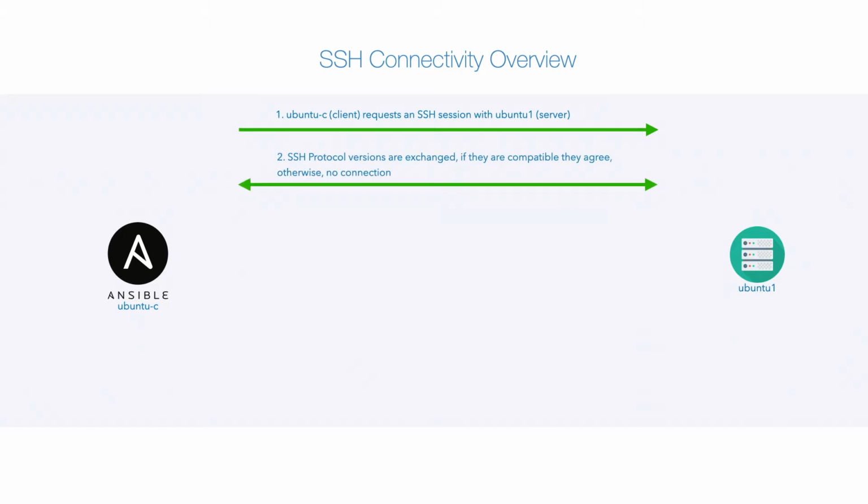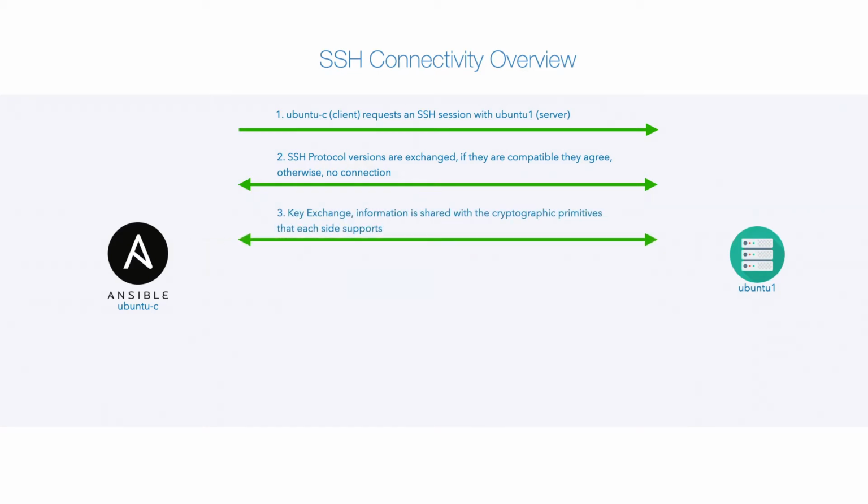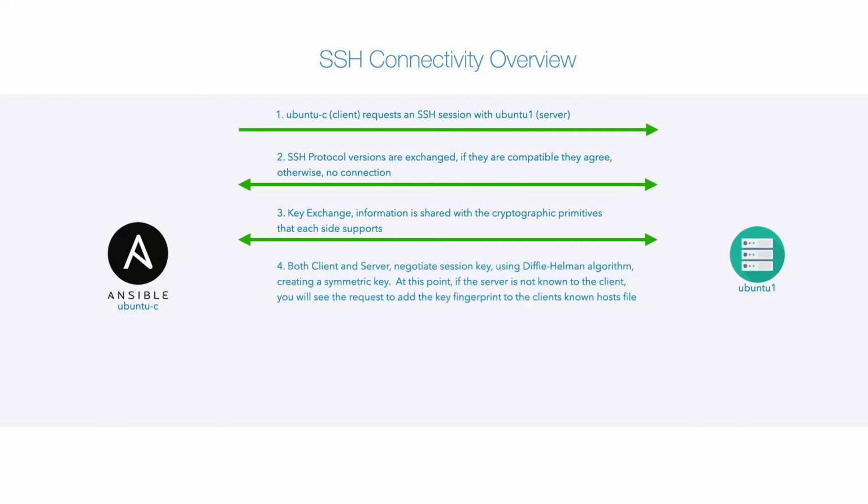Both the server Ubuntu-C and Ubuntu 1 exchange the SSH protocol versions that they support. If they're compatible, they agree. Otherwise, the connection will be stopped at this point. Then a key exchange takes place with the cryptographic primitives that each side supports. After they've agreed on the cryptographic primitives, they negotiate a session key using the Diffie-Hellman algorithm.